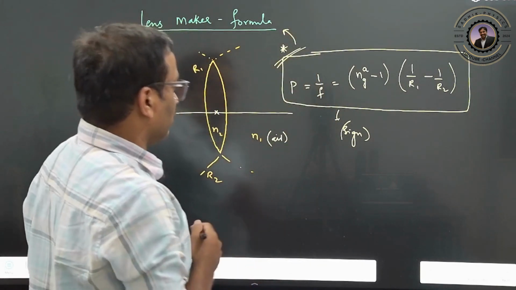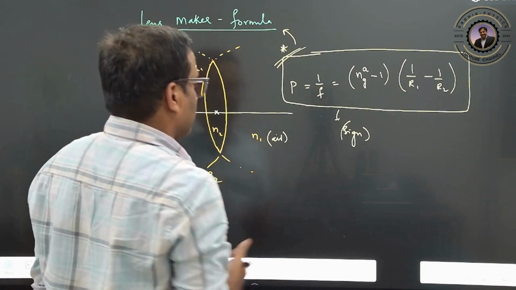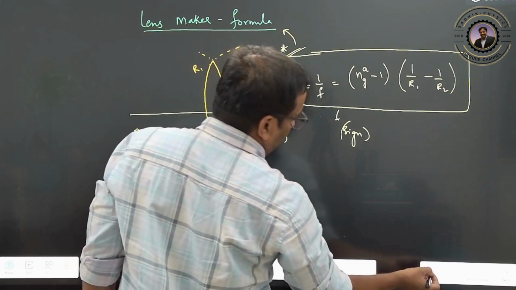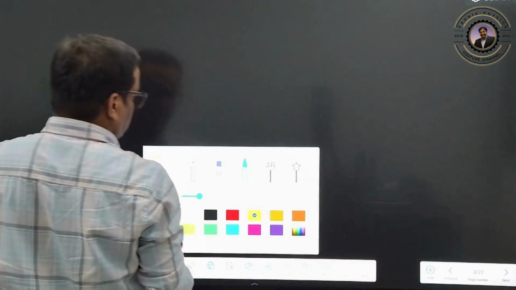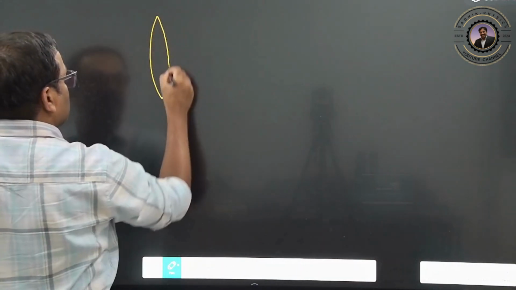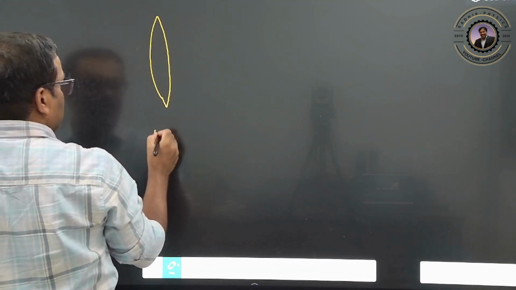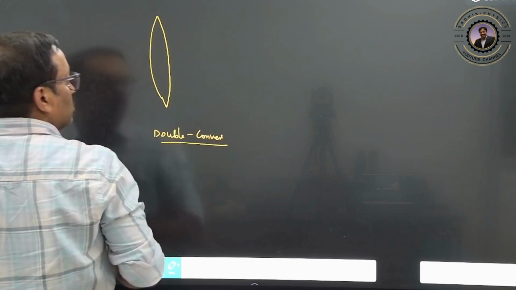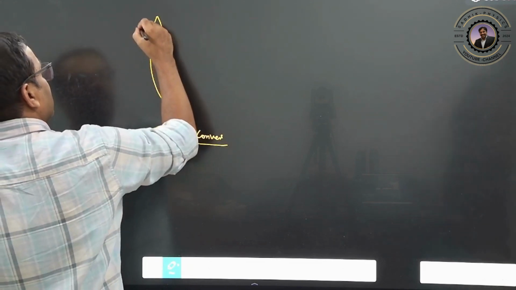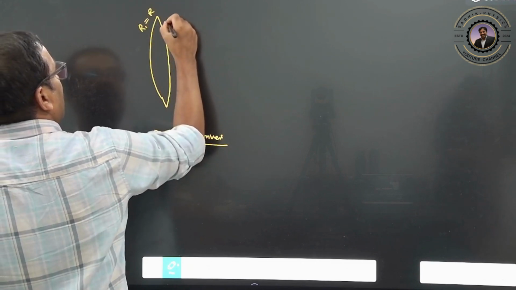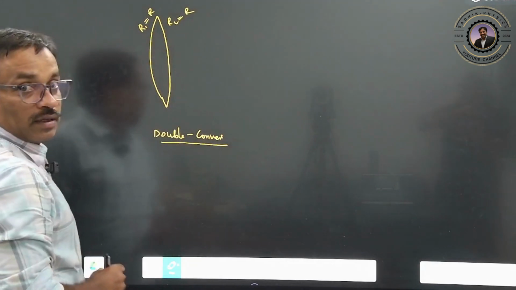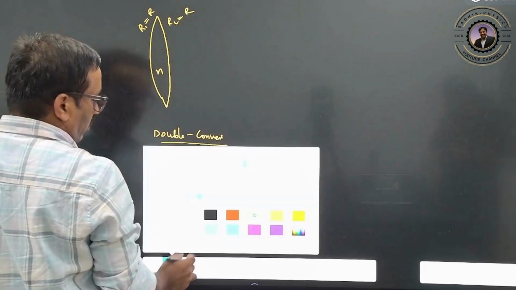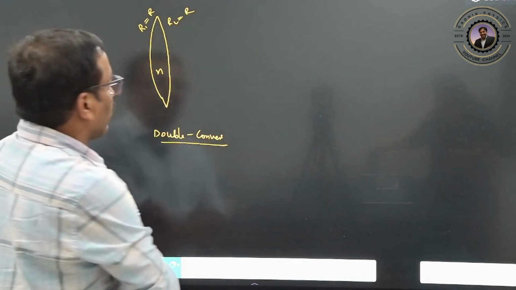Now we will also see the combination of lenses, and some applications. Let us go for one application. Suppose this is a biconvex lens, or double convex lens. Assume this side radius of curvature R1 is R and R2 is also R, and it is made of refractive index n and kept in air. We want to calculate the focal length of this lens.